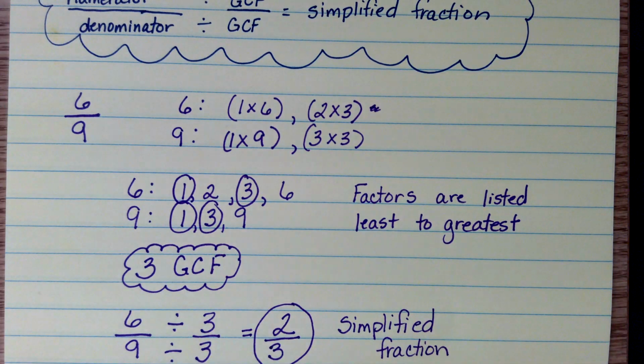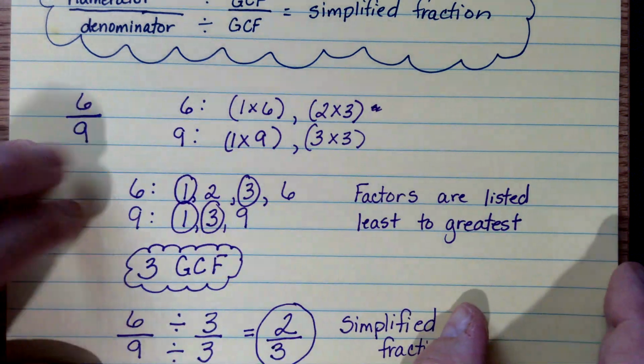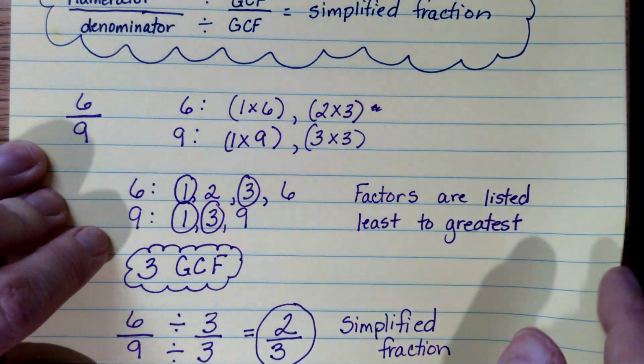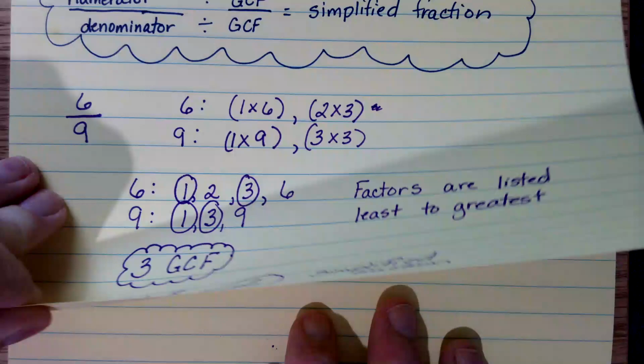2/3 is the simplified version of 6/9. Now, we can have a whole lot of other factors. So it's important that when we go through each of our numbers, we list every single factor. There's a couple ways that you can make sure that you do this. First of all, you can check off things as you go.